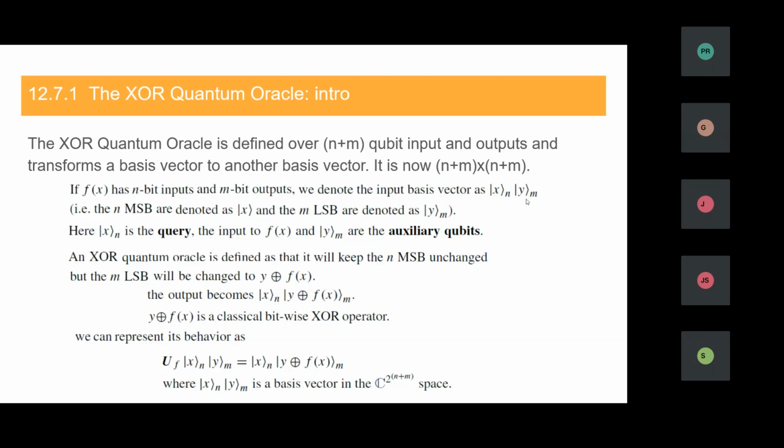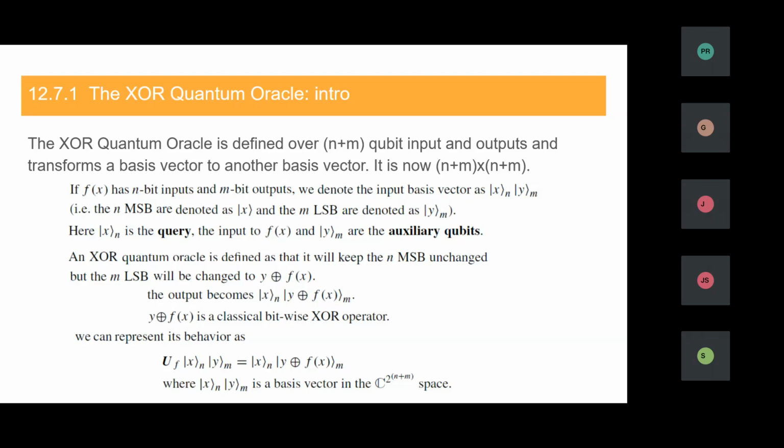Once again, there is a different type of notation given in other books. To remove that confusion, I'm specifically saying that these will be the MSB bits. Here these x^n values are identified as a query, that is the input to the oracle, and the observation is typically done on the output side for y^m. And the y lines, the m input lines, are called the auxiliary or additional qubits.